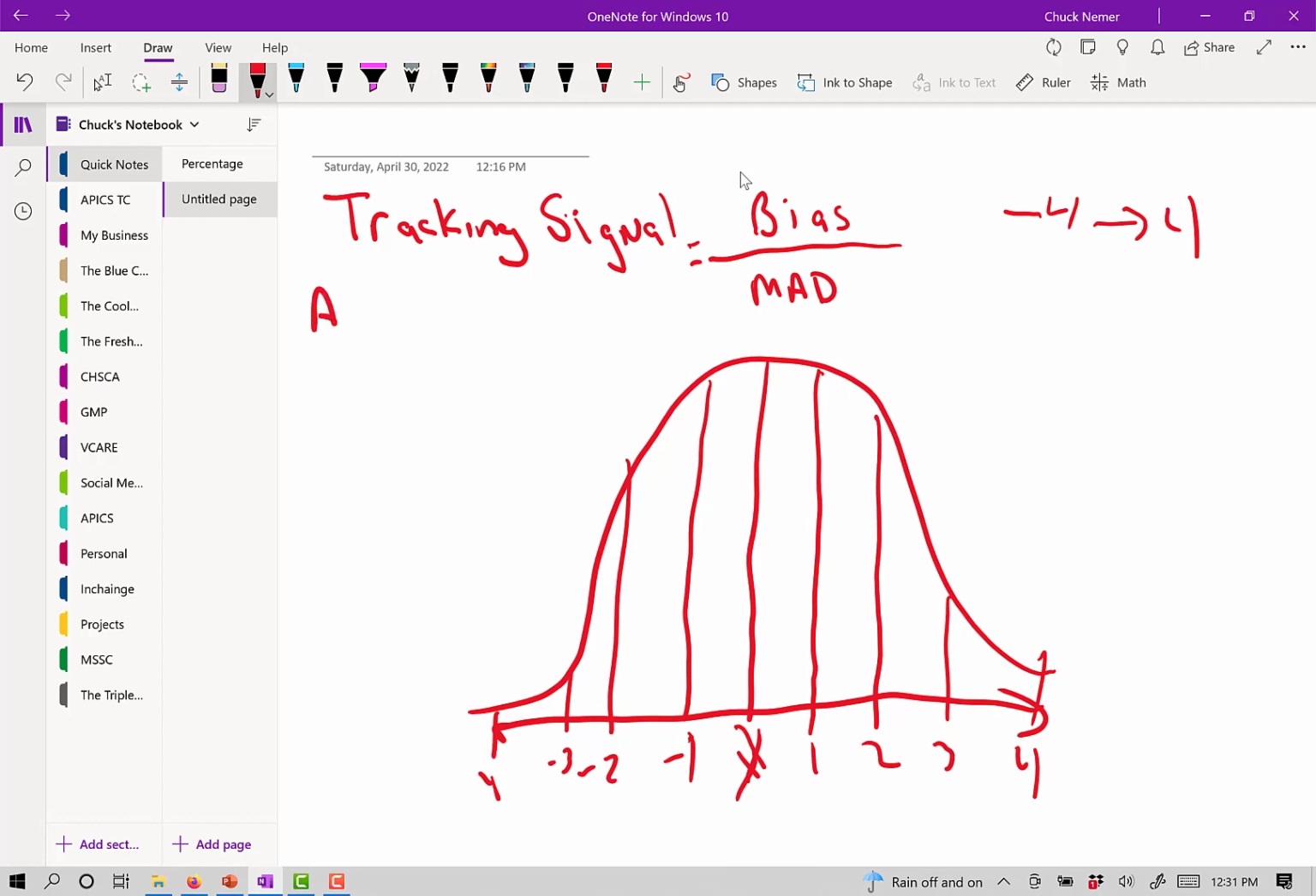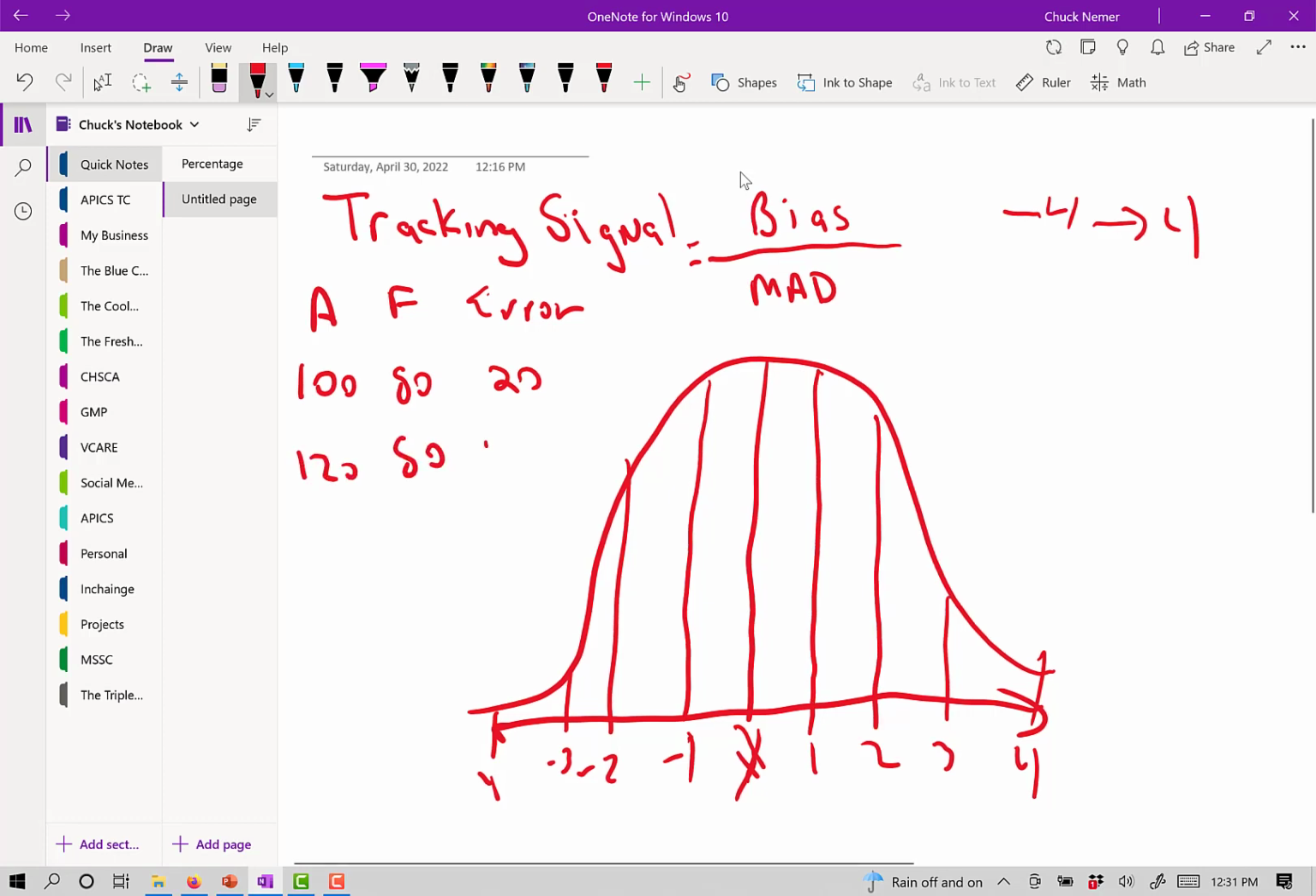So let's do a little bit of math here. Actual minus forecast, and we'll call it error. So we've got actual of 100, forecast was 80, we missed by 20. Had another forecast of 80, we sold 120, we missed by 40. Forecast was 80 again, we missed by 90. Or excuse me, we did 90, so we were 10 over. Fourth month, we did a forecast of 80 and we sold 110, so we were 30 over. So clearly we're going past the forecast.